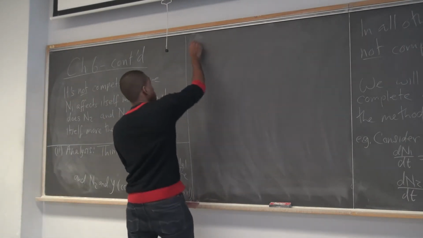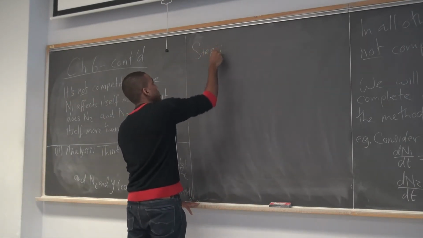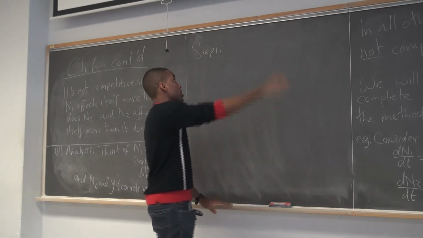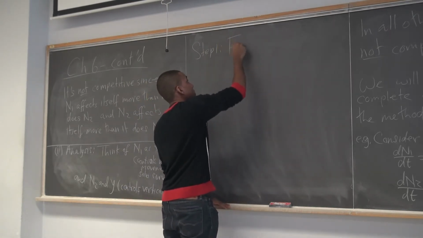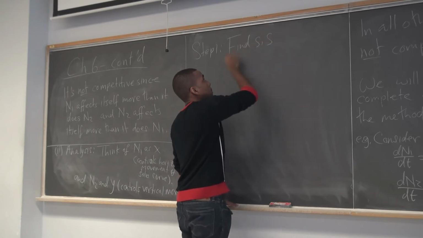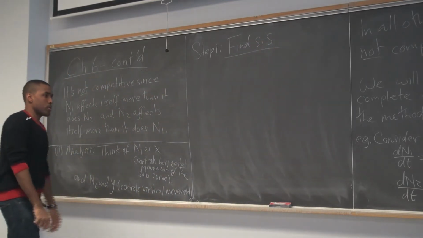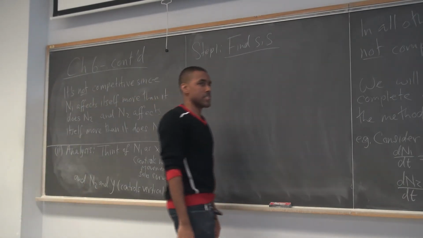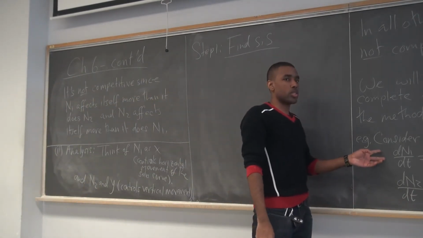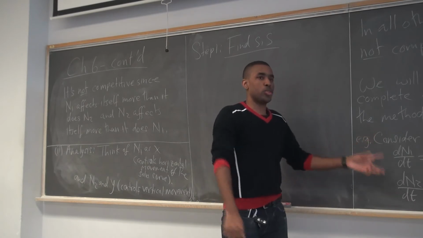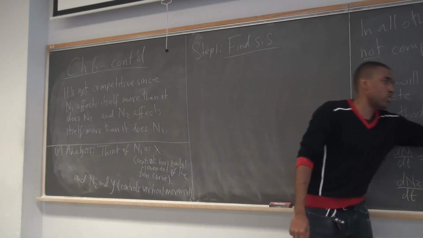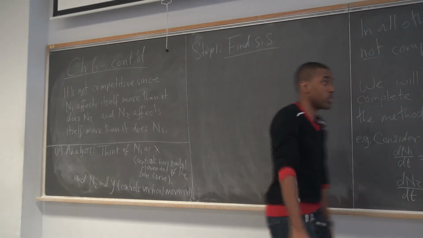So now let's go through it. Step 1. Just like before, we're going to find steady states. Now, what does a steady state mean? Do you remember what steady state means? Set the derivative equal to 0. However, there are 2 equations to worry about now. So we have to set both of these equal to 0, and we have to solve the system of equations.